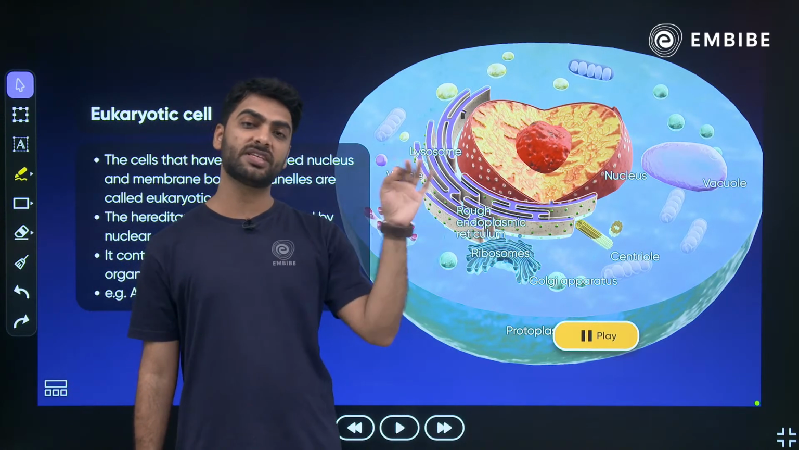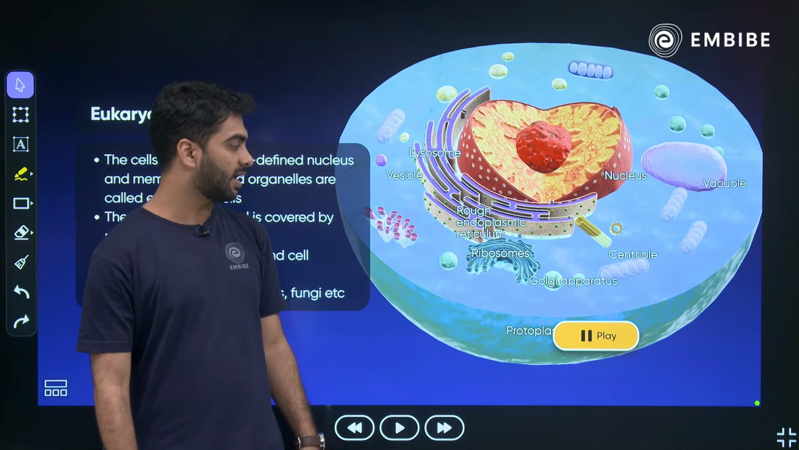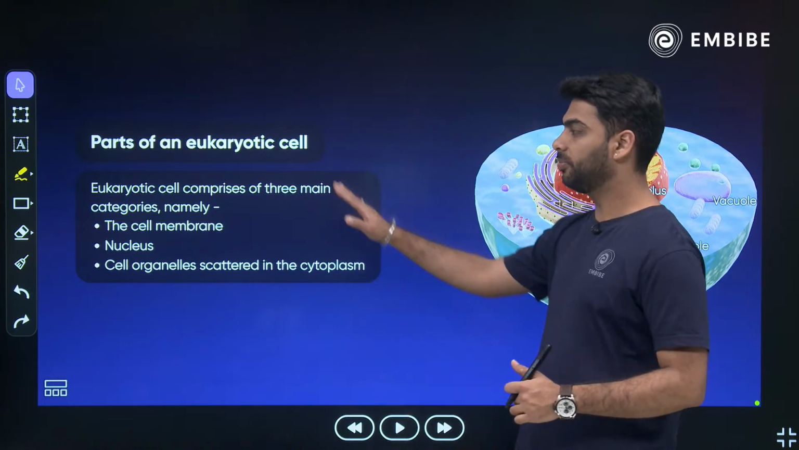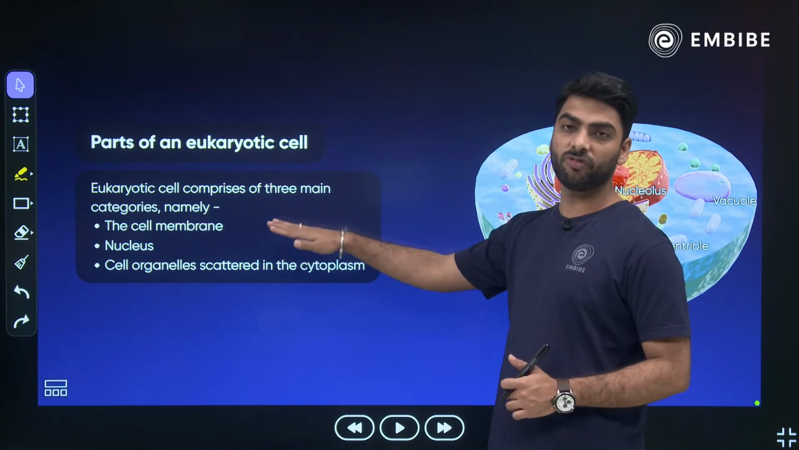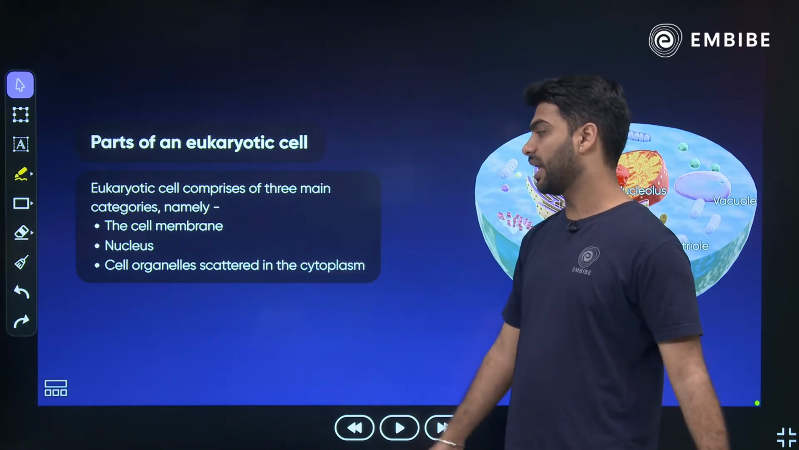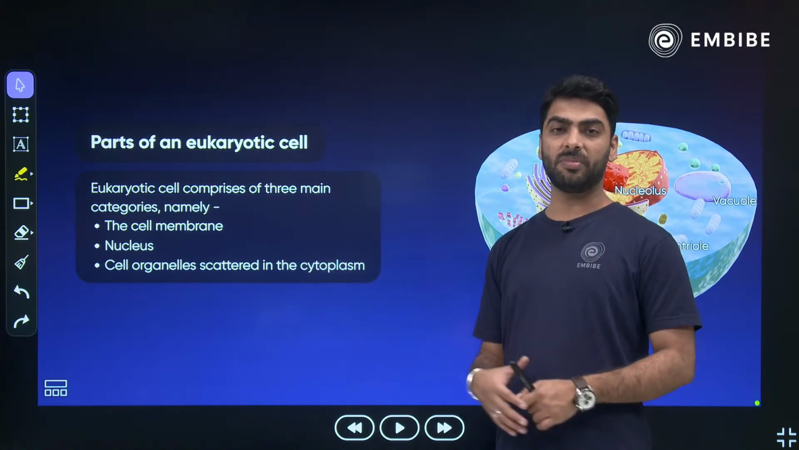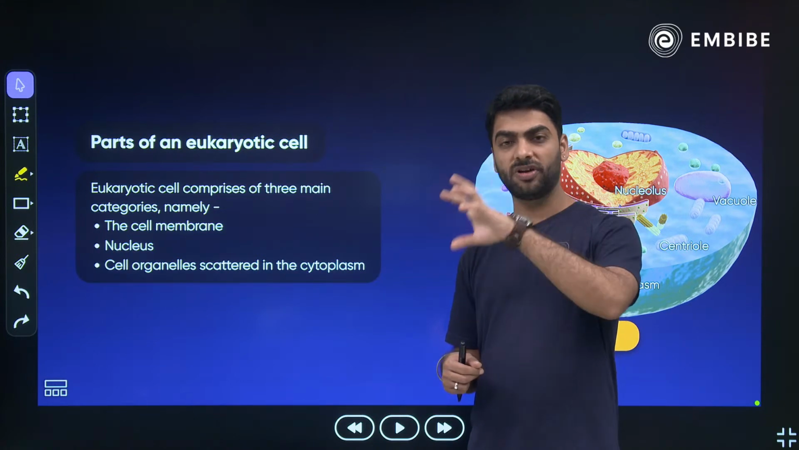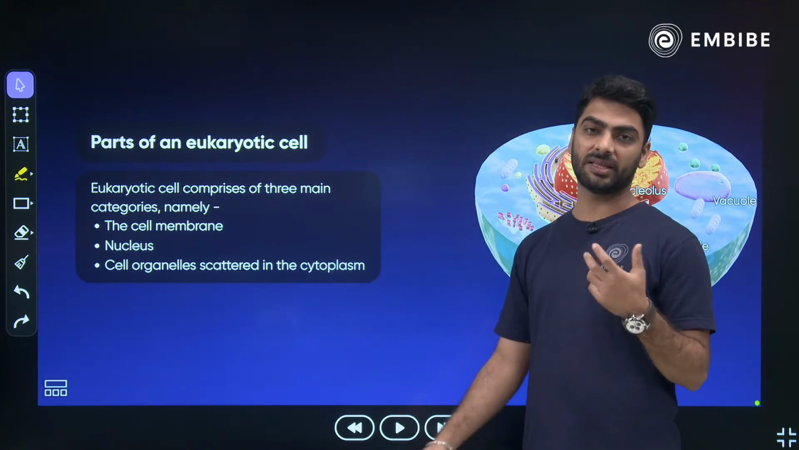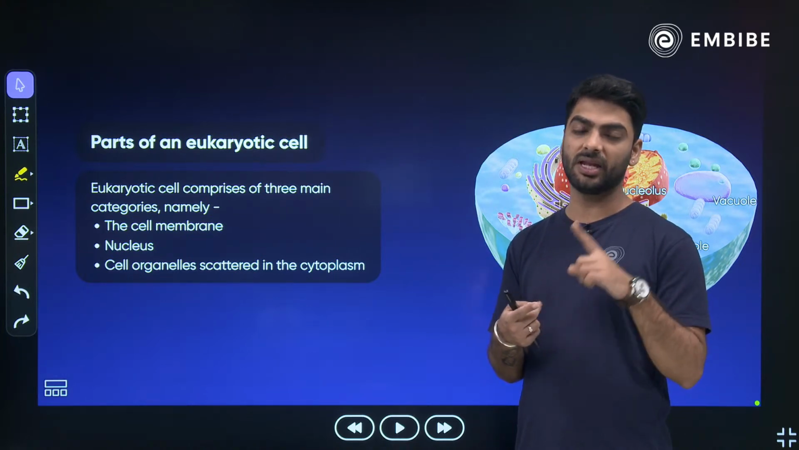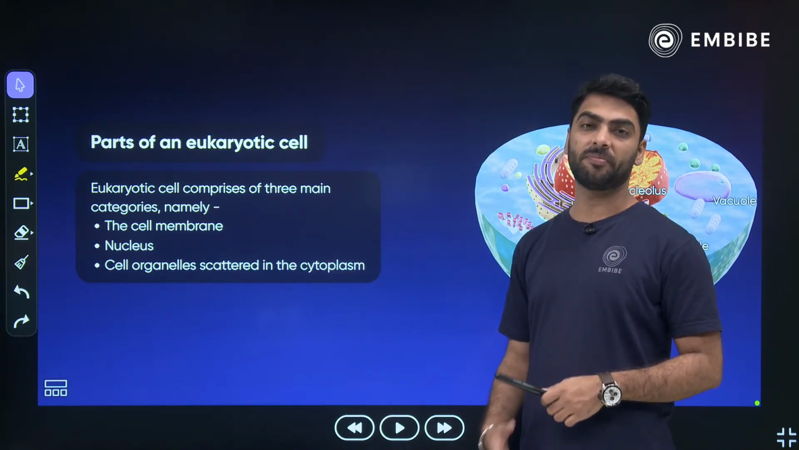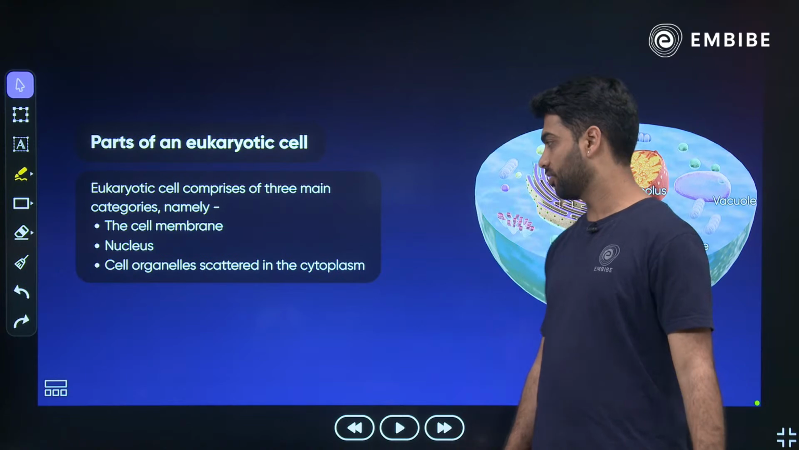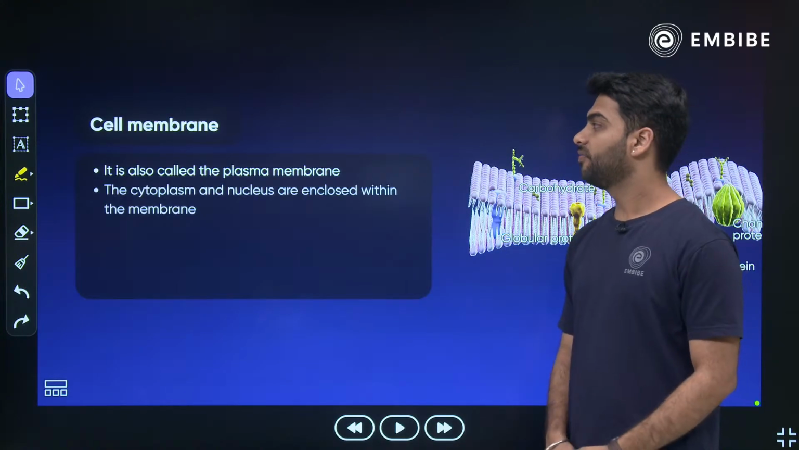Arathi will be doing each and every cell organelle in detail today. Don't worry. Okay, we move ahead and talk about parts of the eukaryotic cell. We'll be doing all these parts. We have the cell membrane made of proteins and lipids, the nucleus, and cell organelles scattered in the cytoplasm. The cell membrane is a phospholipid layer made of lipids and proteins. In the nucleus we will talk about the nucleus, nucleolus, nuclear membrane and nucleoplasm. And in cell organelles we will talk about centrioles, Golgi, ribosomes, endoplasmic reticulum, lysosomes, etc.